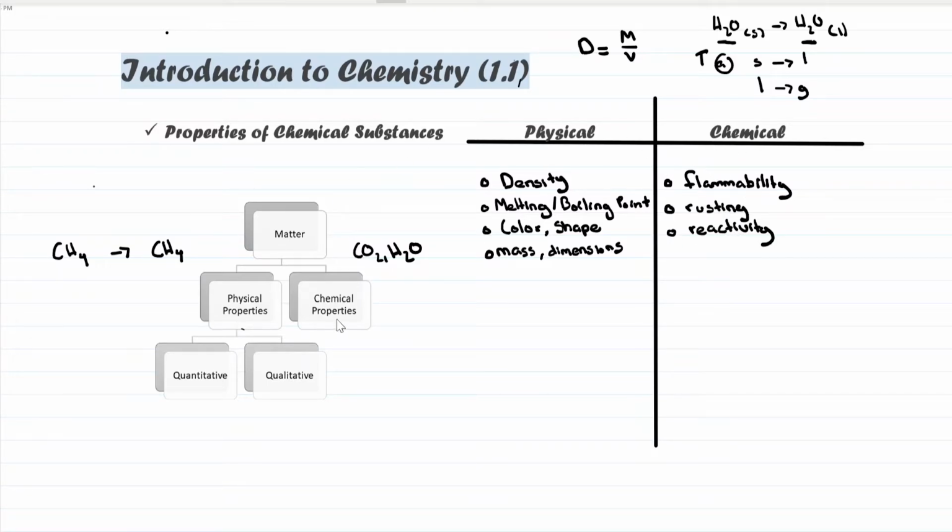All right, so looking back to this hierarchy over here, we see there's an extra extension here. And we see that physical properties branch off into quantitative and qualitative physical properties. Okay, so what do those terms mean? Quantitative physical properties can be measured, and they can be assigned numerical values.